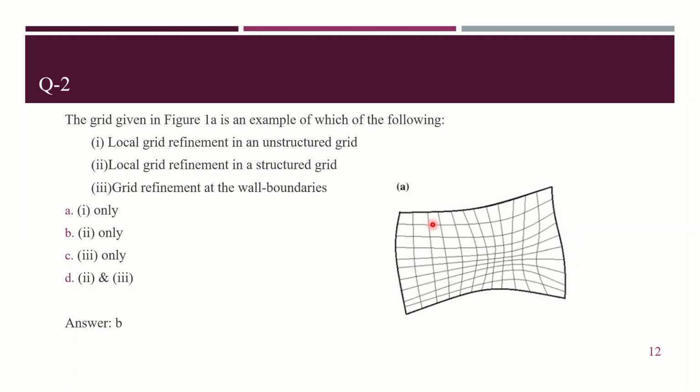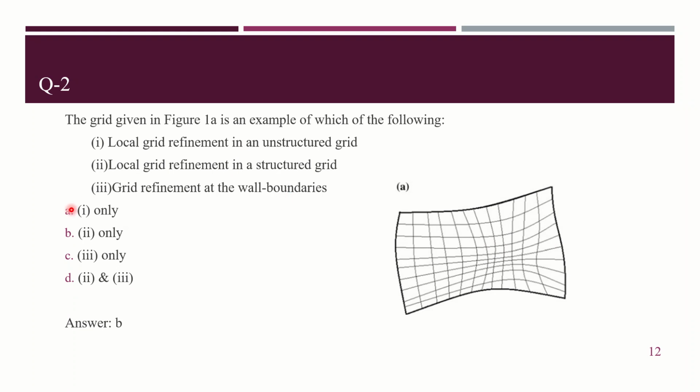No, grid refinement is not at the boundaries but rather in the middle cells. Here, especially in this particular region, we can see that grid refinement has been done. So local grid refinement has taken place but in a structured grid and not near the wall boundaries. So the first statement is false, the second is true, the third is again false.